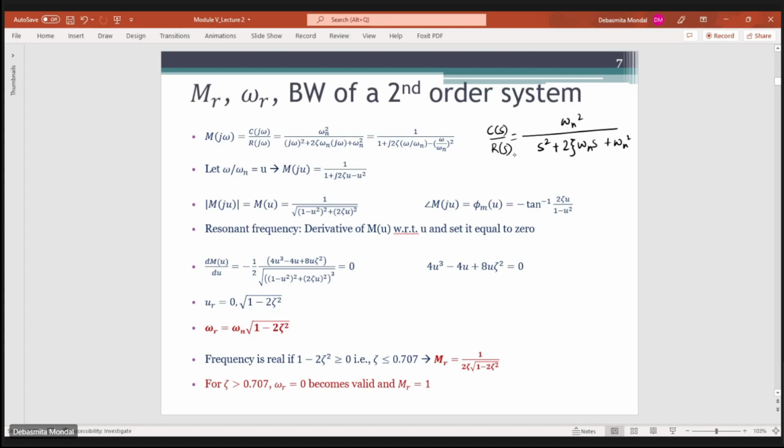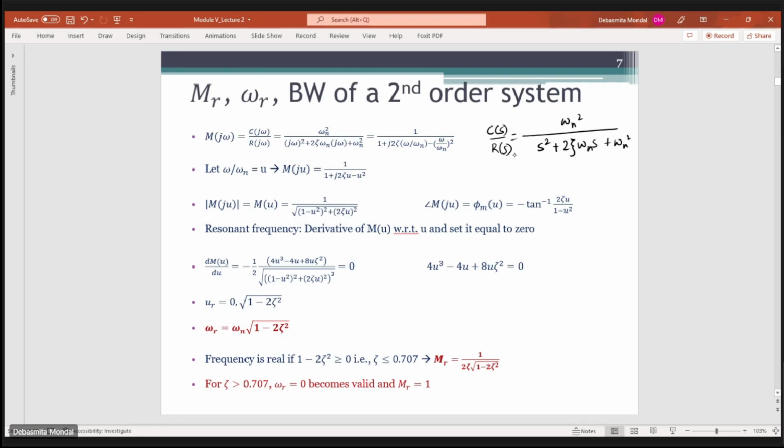Now if you want to find out the resonant frequency, the resonant frequency means the frequency at which the magnitude of M(j omega) will be maximum. So what we'll do is take the derivative of this and equate it to 0, and from there we will solve for the value of omega. After solving that, you will get that omega r is equal to omega n square root of 1 minus 2 zeta squared.